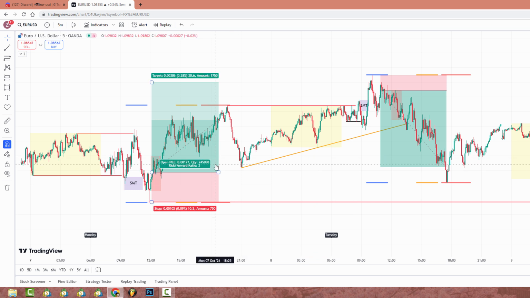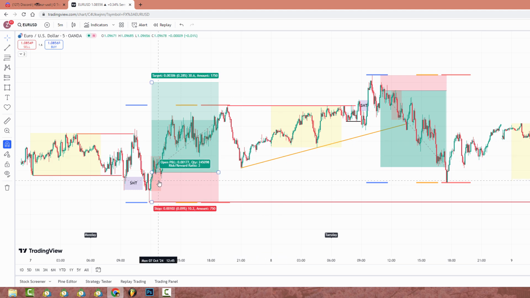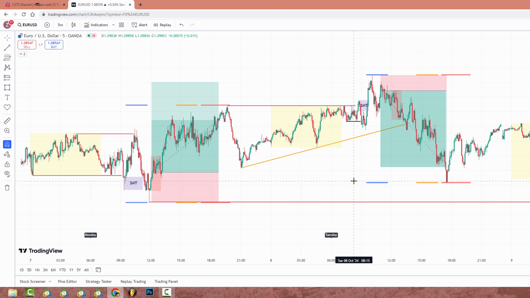But let's quickly look at some of the trades just this month, from the 7th to the 20th of October. So if you're a beginner, strap up, because this is going to be a bit advanced and I'm just going to do it quickly.